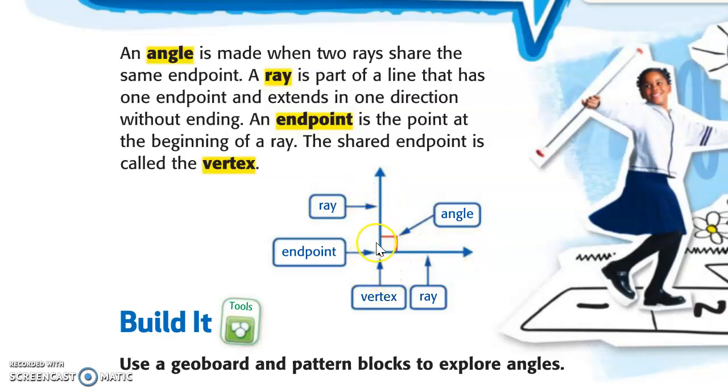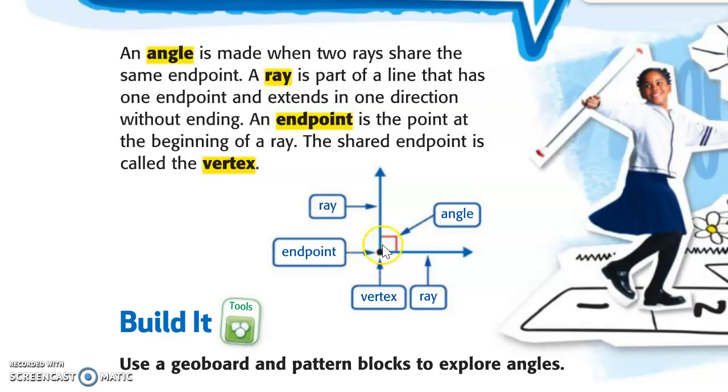When you get two rays, you make an angle. An angle is made when two rays share the same endpoint. So here's one ray. Here's another ray. And they're together. They make this angle. The angle is the inside part. See that? That little dot right there is called the vertex. The shared endpoint is called a vertex. By itself, it was just an endpoint, right? It's just a point. But when you put two rays together, you make a vertex. That's the corner of the angle.